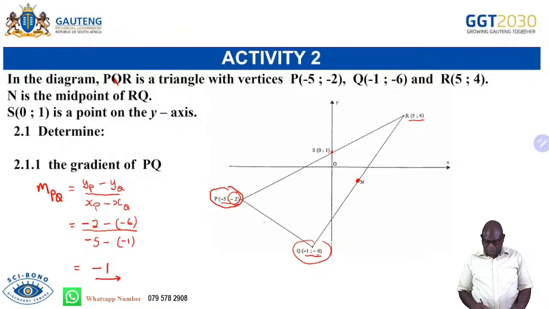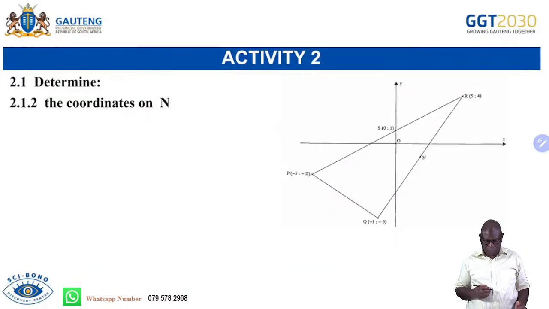So which means that the gradient of that line there will be equal to negative 1. All right. Now, in this question here, activity 2, first thing, we know the formula for the gradient. We have got a mark for the formula for the gradient, and for the substitution there.